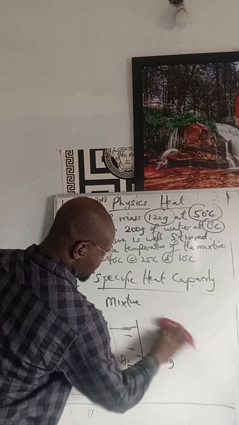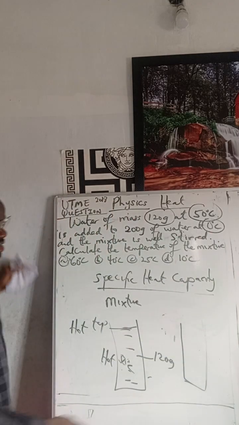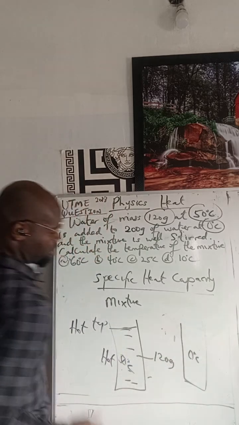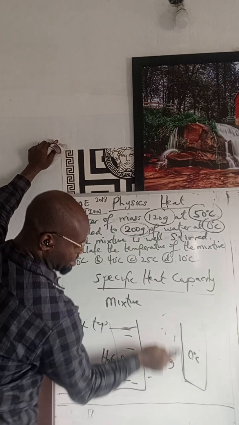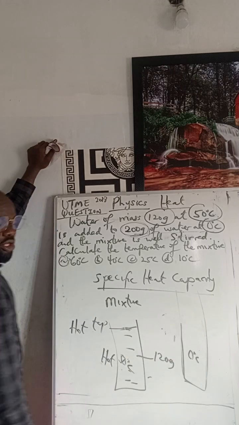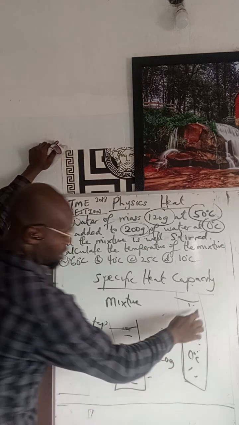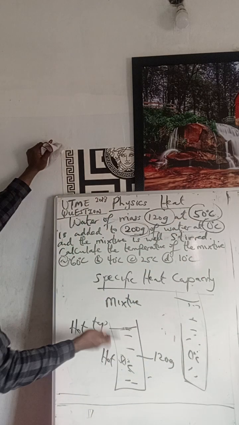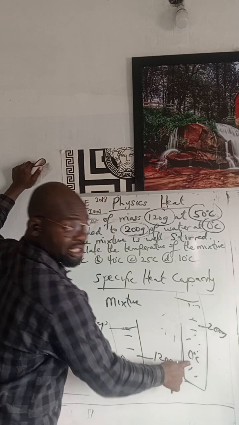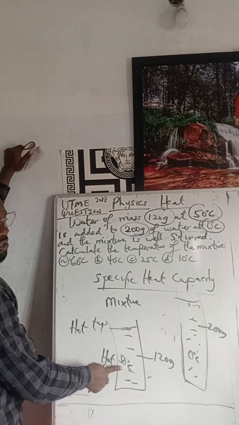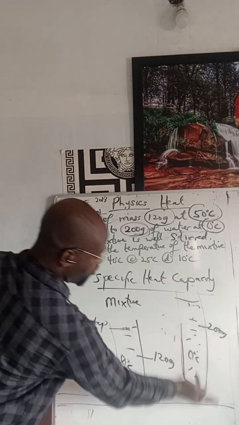So the person now mixes this hot water with cold water, the one at 0 degrees Celsius. The mass of this one is 200 gram, which is more. Let's say the person uses the same kind of container. So 200 gram will be at a higher level compared to 120 gram. That's the mass, the quantity, the amount. This water at 0 degrees Celsius has more amount, while the one at 50 degrees Celsius has a lesser mass.